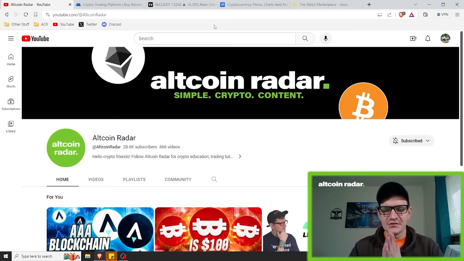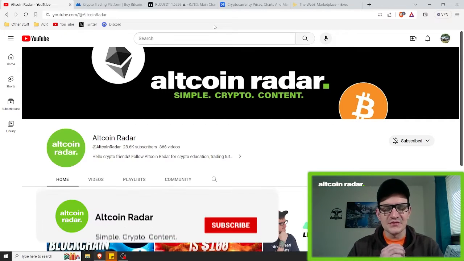Today you guys are going to learn all about an altcoin project with all kinds of computational utility called iExec RLC and a lot of its core features as well.